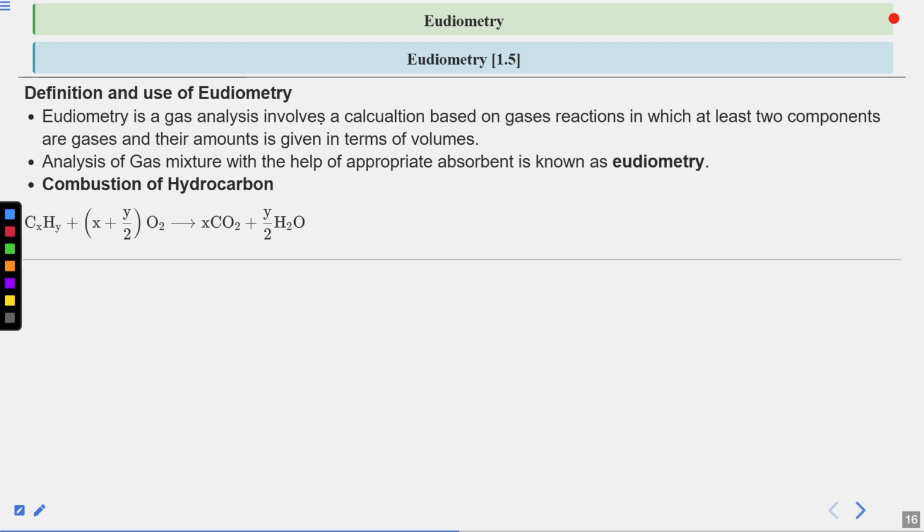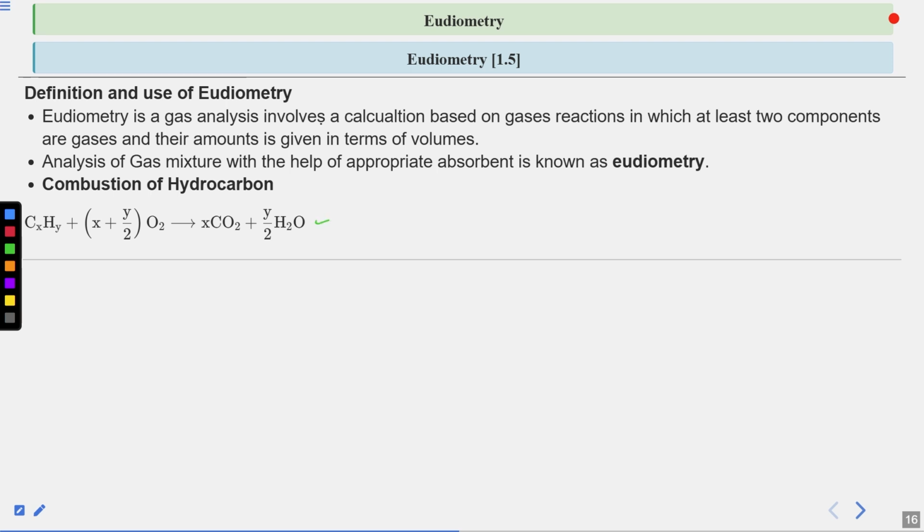So the basic idea is you have to know the formula of the hydrocarbon with the help of gas analysis. Now this may sound absurd to you, but once you get along with the way of solving the question, you will know the basic idea behind this eudiometry. But before moving on to that, you must know this formula.